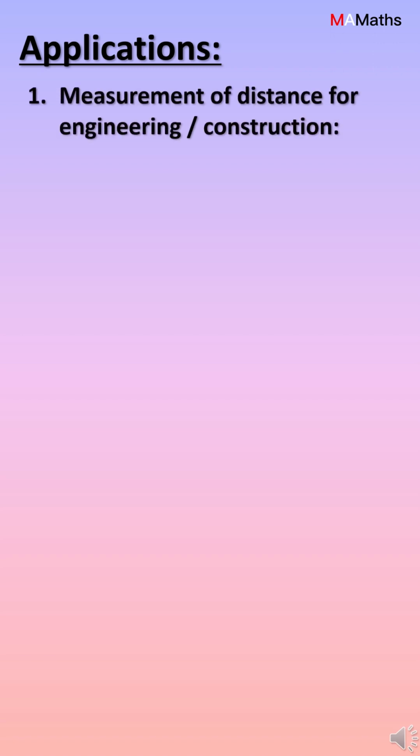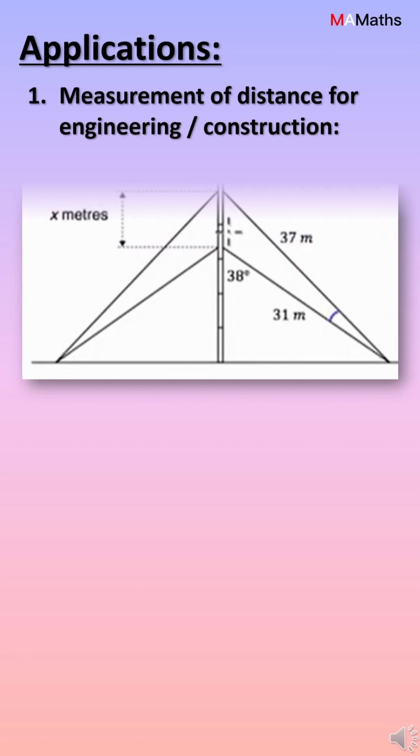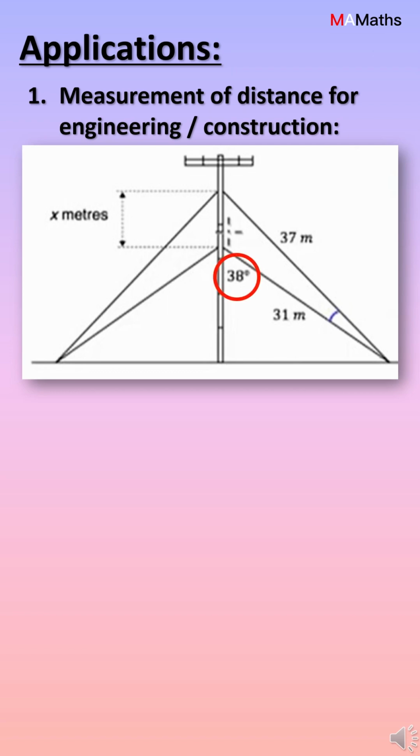So some basic applications. We can use the sine rule and the cosine rule for measuring distances or angles when we're looking at engineering or construction or some type of survey work. For example, in this first picture, we can see that something has been erected here and we're given certain angles and distances, and we can find another distance within here by an application of the sine or cosine law.